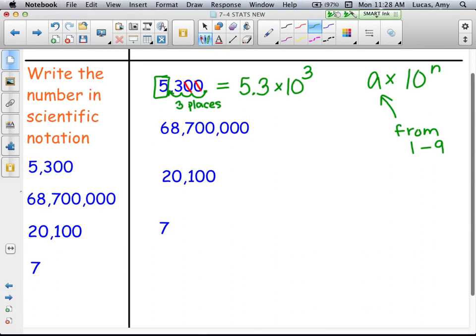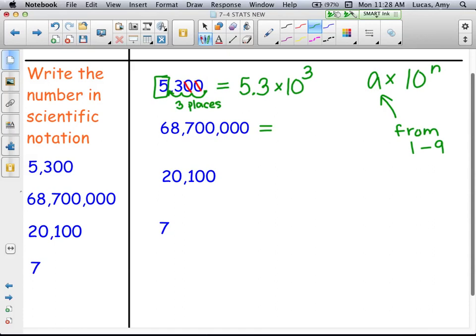Remember, 10 to the third power, 10 times 10 is 100, times another 10 is 1,000. So 5.3 times 1,000 would be 5,300. So it should make sense that it's equivalent.